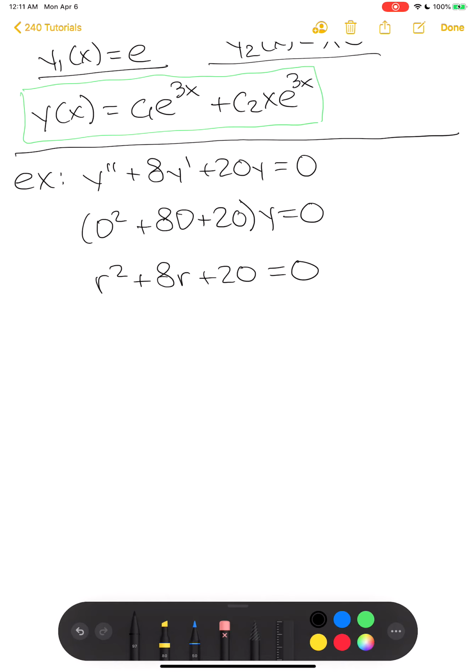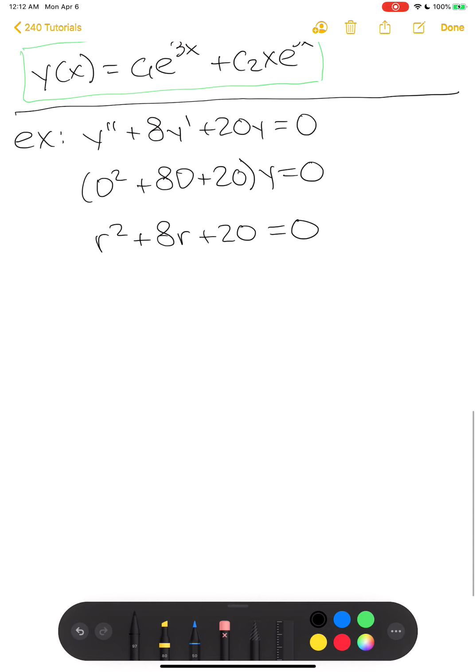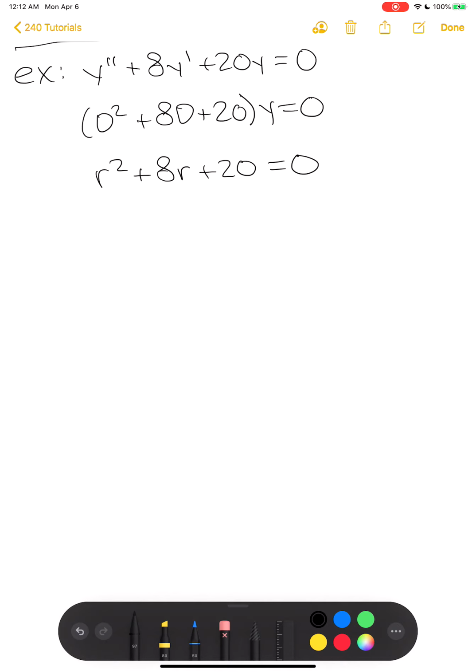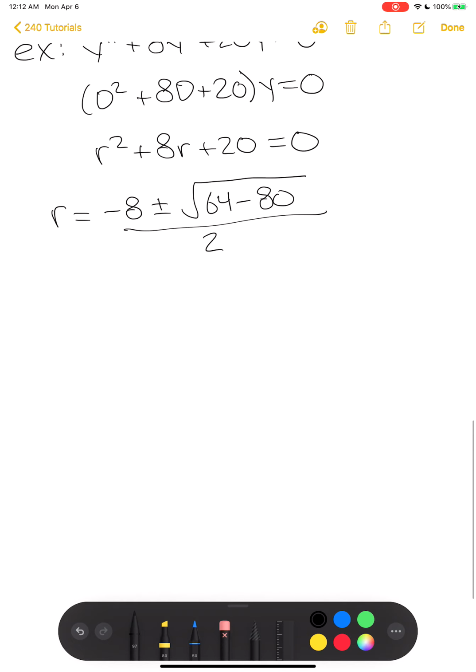Okay, so notice in the previous examples that we could factor this out with no problem, right? We knew right off the top what our r's were going to be. But here it's not so trivial, right? So we have to pull out our old friend, the quadratic formula. We have to pull out the quadratic formula here to find our roots. So it's negative b plus or minus the square root of b squared minus 4ac, over 2a, gives us this.